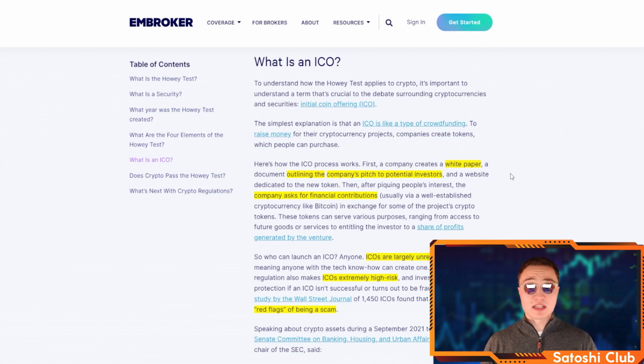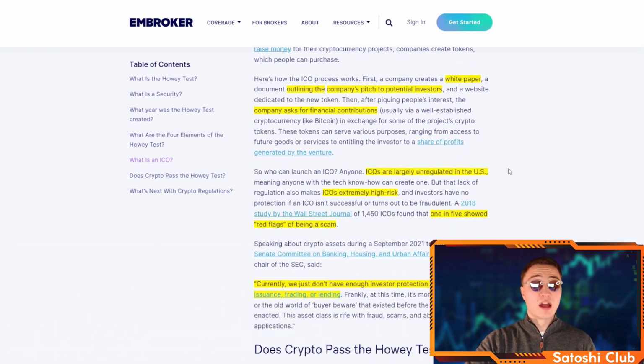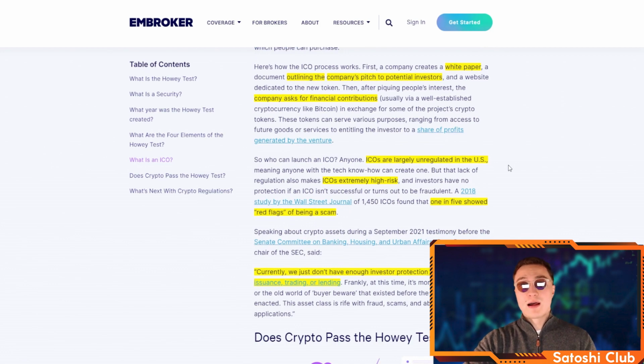And what happens after that is, these coins can serve various purposes, but in general, investors are investing to get these coins so that they would profit from them. And ICOs are very highly unregulated in the US. They're really, really risky, right? During the ICO boom of 2018, a study of 1.5k ICOs showed that almost 1 in 5 showed red flags of being a scam.